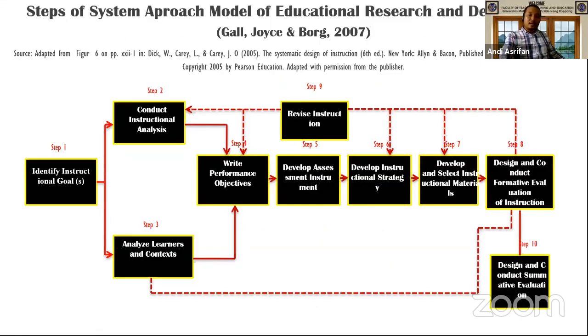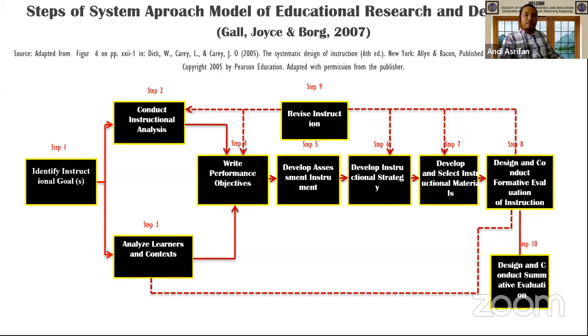And the last one, based on the book, is the steps of a systems approach model of educational research and development. Based on the book here, there are 10 steps in the model of designing instruction in a research and development model, starting from identify the instructional goal, and then the second step is conducting instructional analysis, and then the next step is analyze learners and context.